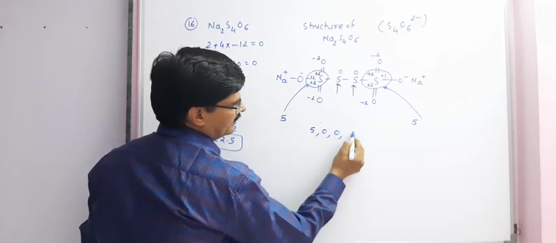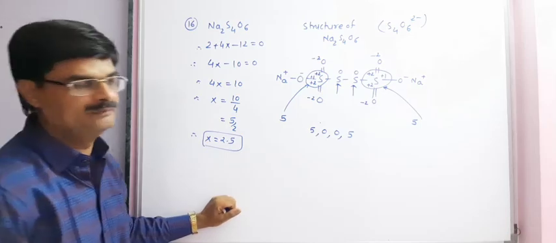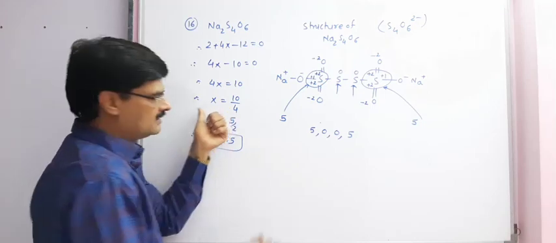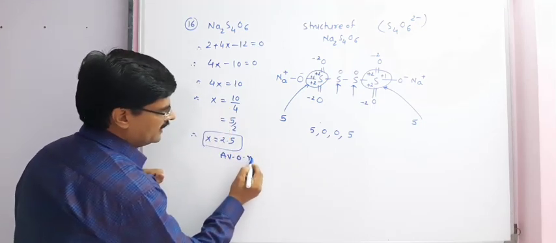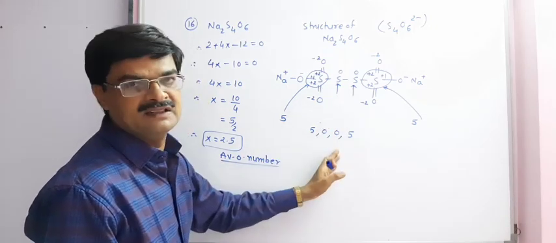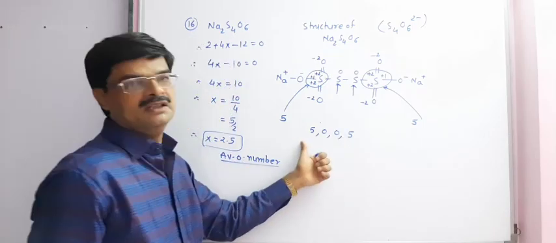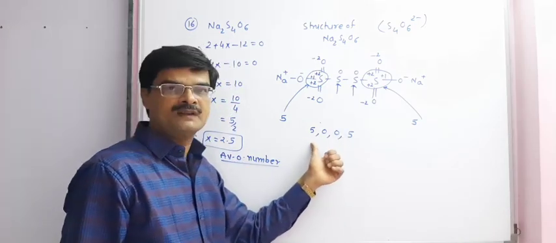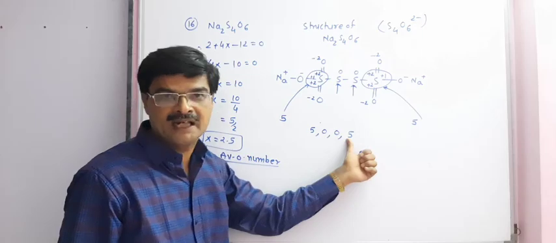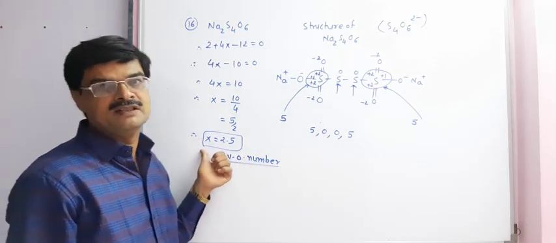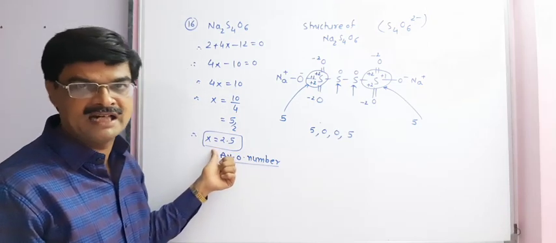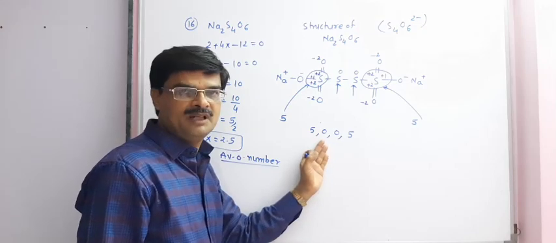So the oxidation states are 5, 0, 0 and 5. Remember, if we bring out the answer as the average oxidation state, average oxidation number, then it will be the same as in this case also. But this is the right answer. If the question is to find out the oxidation state of sulfur, then you have to write the answer 5, 0, 0 and 5, not 2.5. But if it says find out the average oxidation state, then write down 2.5 as the right answer. How is 2.5 possible in this case?